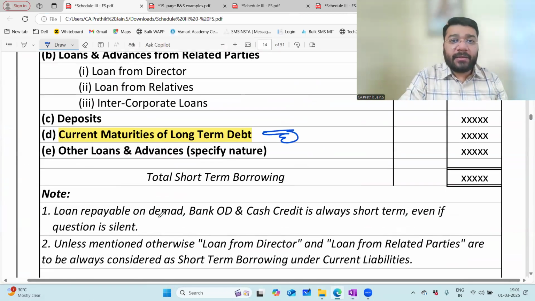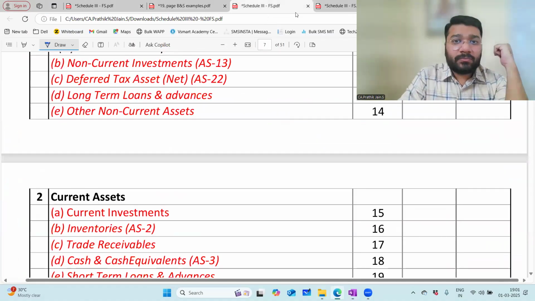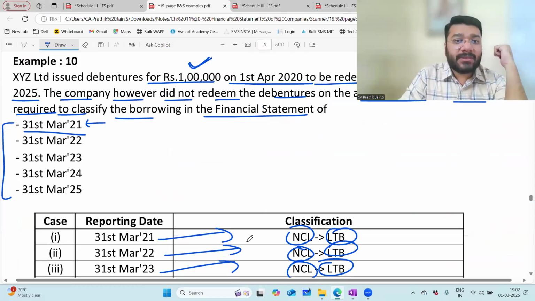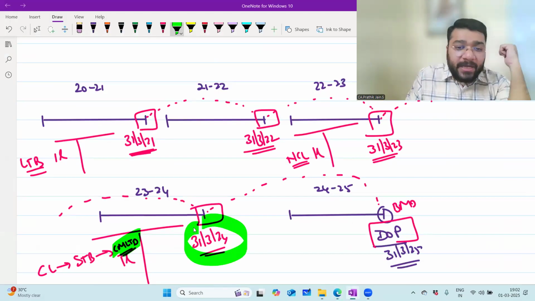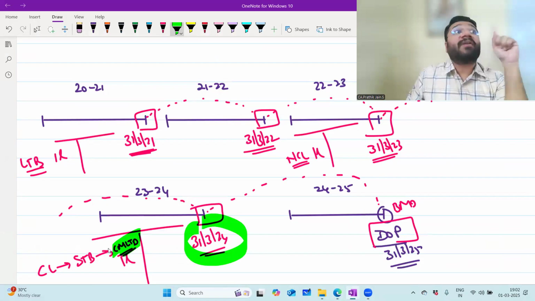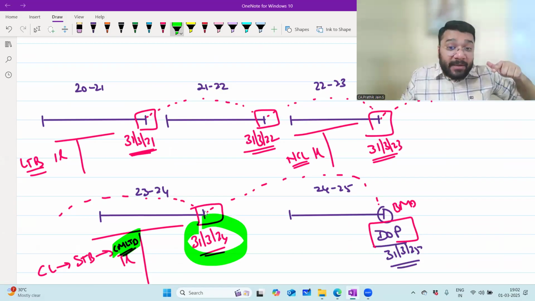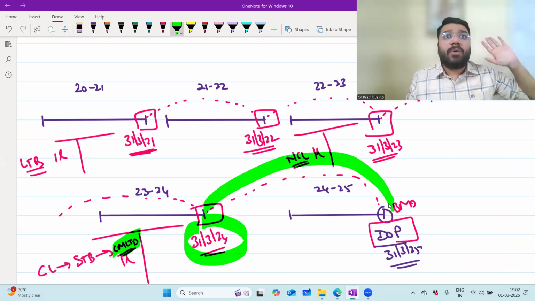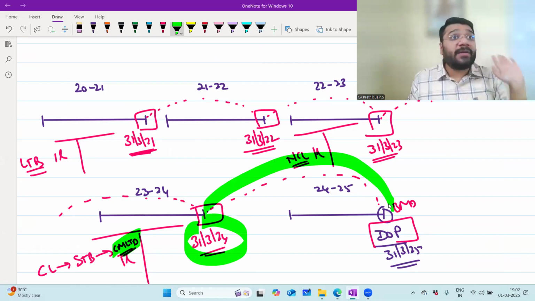Online people, am I loud and clear? Yes, sir. Now, the game is not over here. On 31st March 24, you have reclassified this from long-term borrowing to short-term borrowing because I'm going to pay within the next 1 year. So it is short-term borrowing. Where in short-term borrowing? Current maturities of long-term debt. This you don't forget.